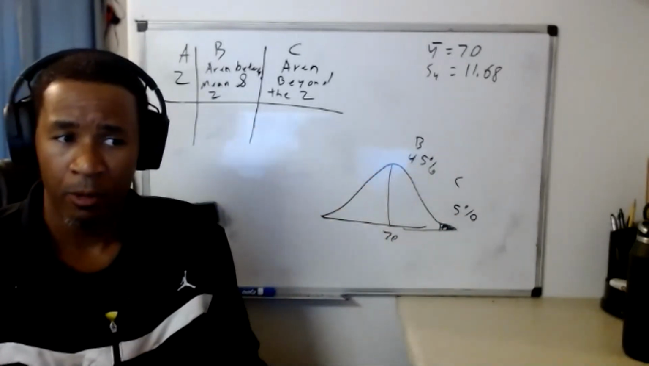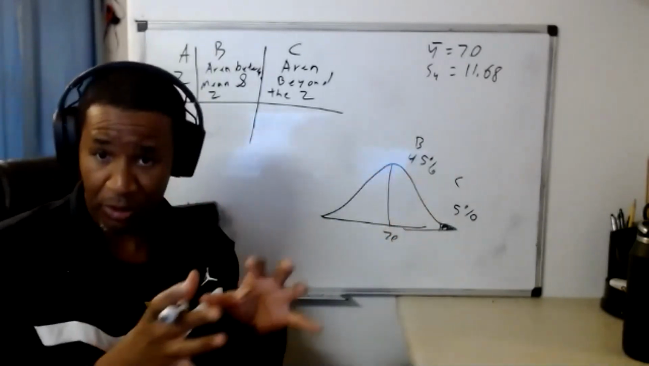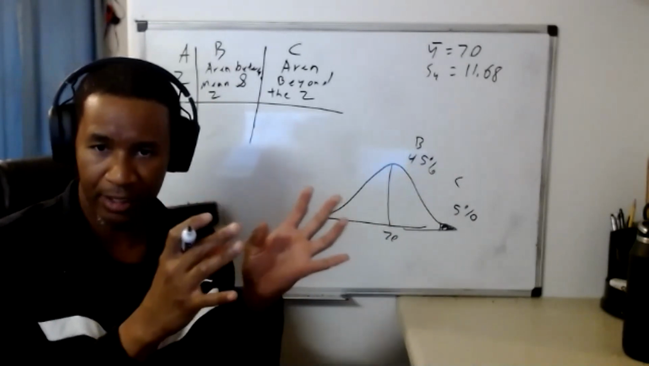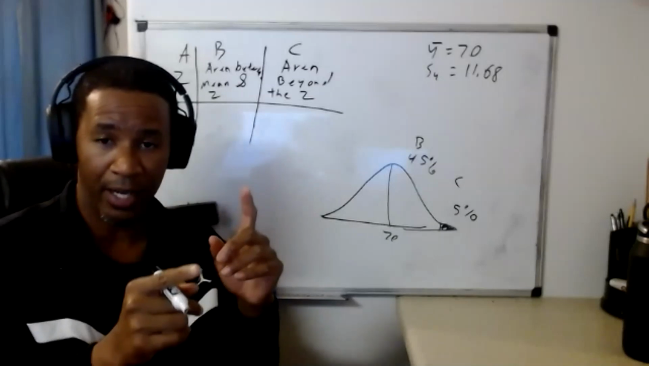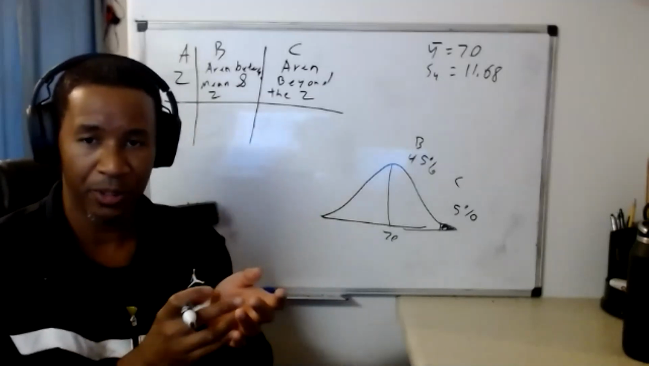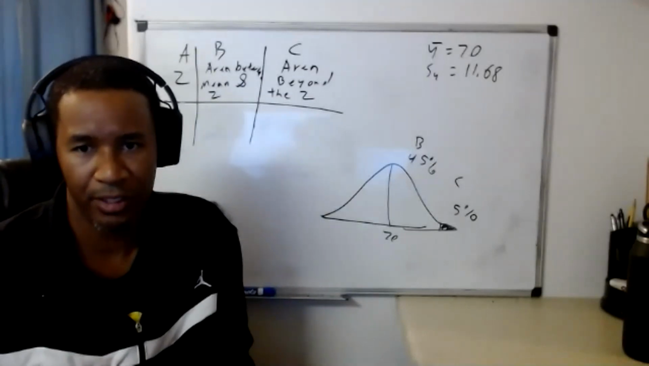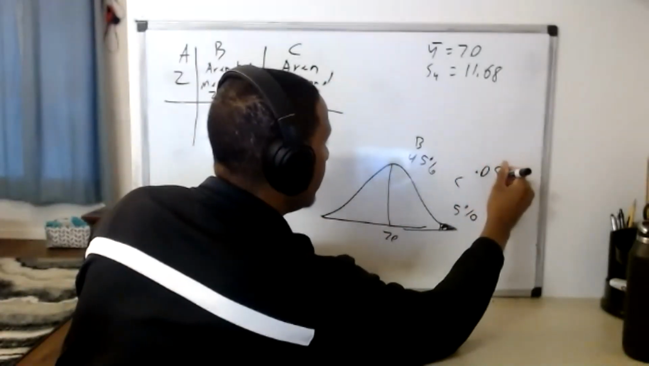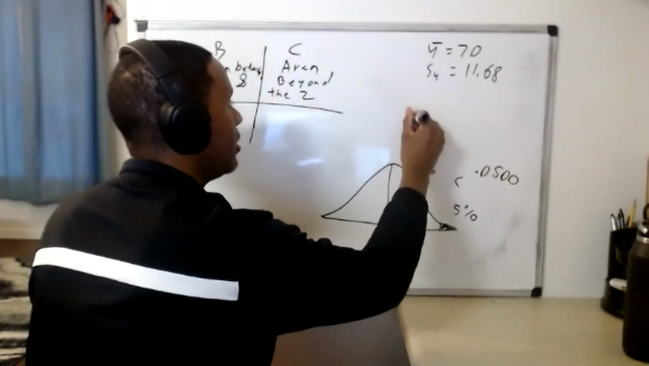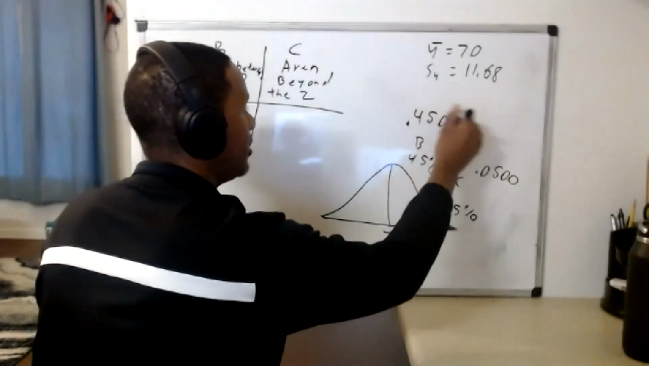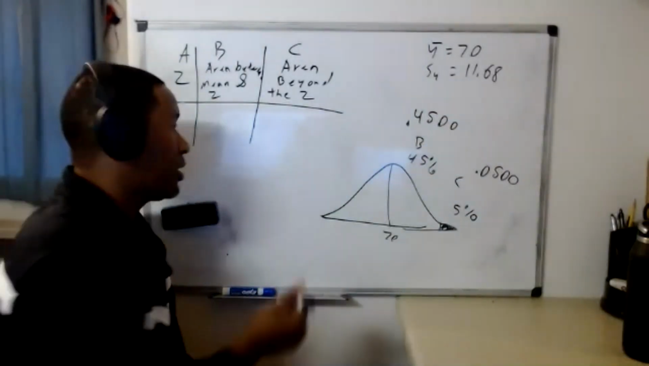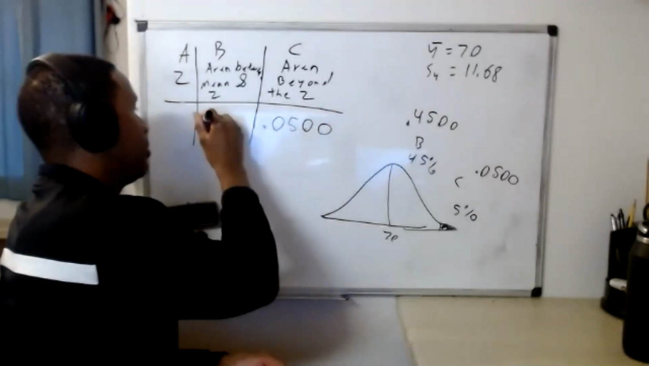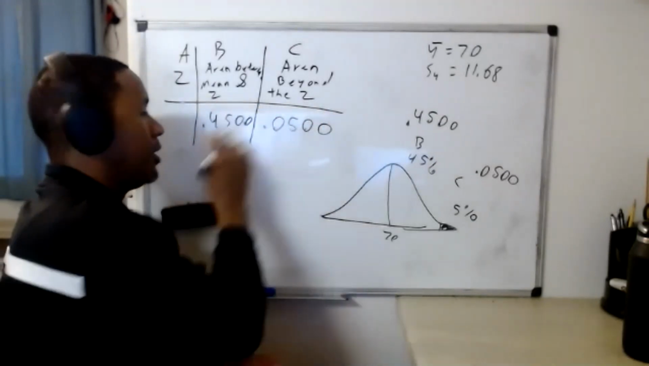Okay, so what I need to do is take these two numbers and convert them to proportions. Now how do I do that? To take a percentage and convert it to a proportion, you divide by 100. So 5 divided by 100, I already know what the answer is. It is 0.0500. And then here you'd have 0.4500 if you divide this by 100. So those are the two numbers we're going to be looking for: 0.0500 in the C column and 0.4500 in the B column.